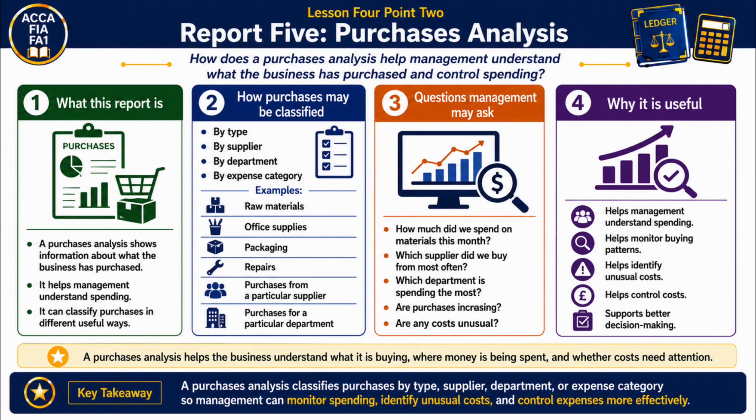Report 5. Purchases analysis. The fifth report is a purchases analysis. A purchases analysis shows information about what the business has purchased. It may classify purchases by type, supplier, department, or expense category. For example, it may show purchases of raw materials, purchases of office supplies, purchases of packaging, purchases of repairs, purchases from a particular supplier, purchases for a particular department.